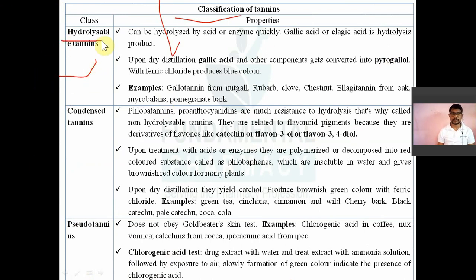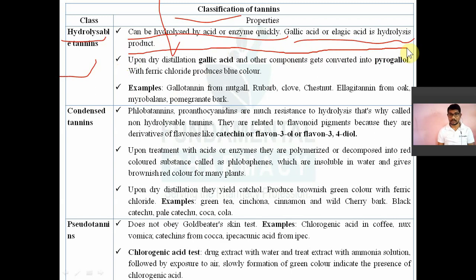As the name indicates, hydrolyzable means you can carry out hydrolysis. They can be hydrolyzed quickly by acid or enzyme. Gallic acid and ellagic acid are the hydrolysis products. So after hydrolysis of hydrolyzable tannin, you will get gallic acid and ellagic acid. And upon dry distillation, gallic acid and other components get converted into pyrogallol.